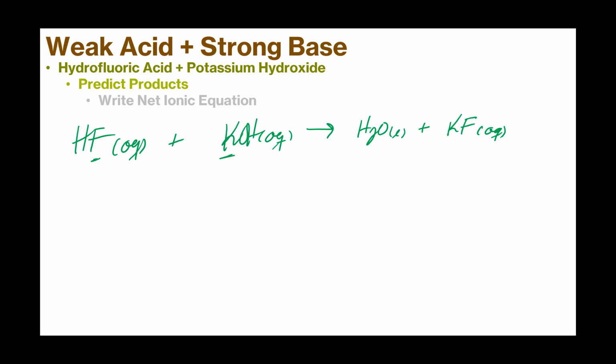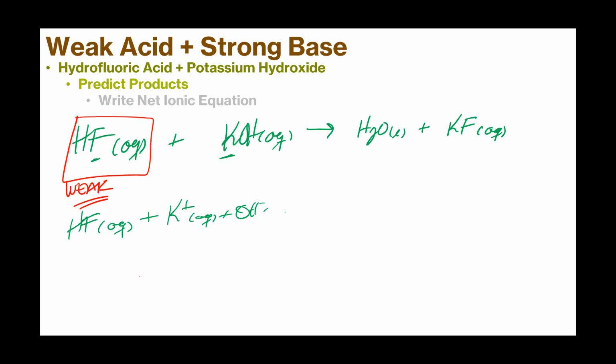Okay, now we're going to write the net ionic equation, and what I want us to remember as we start this, HF is weak. And if it's weak, it's not going to dissociate for the net ionic equation. Even though we wrote aqueous, this is still HF together. Okay. Potassium hydroxide is strong though, so we can get a K plus and an OH minus. This will give us a water that doesn't break apart because it's liquid, and we'll get a K plus aqueous and an F minus aqueous because KF is a strong electrolyte.